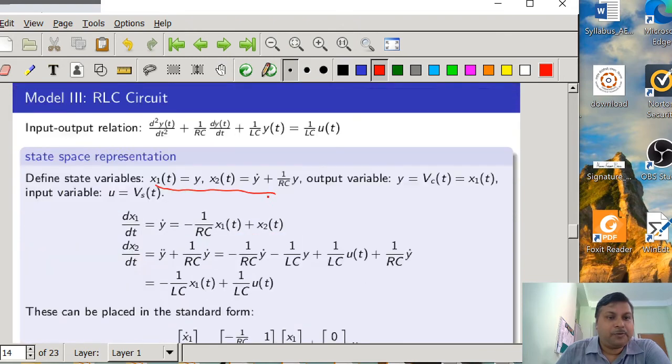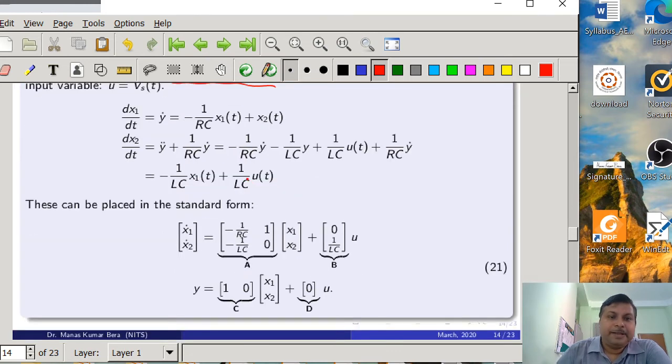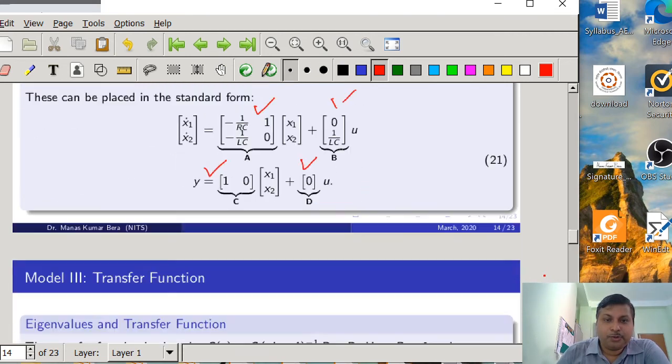So for that, we have taken model 3. In the case of model 3, the state space representation is x dot equal to Ax plus Bu, y equal to Cx plus Du. So this is the A matrix, this is the B matrix, this is C and D. Now we will proceed to calculate the transfer function as well as the characteristic polynomial of A to find the eigenvalues of the A matrix. So let us try to do that.